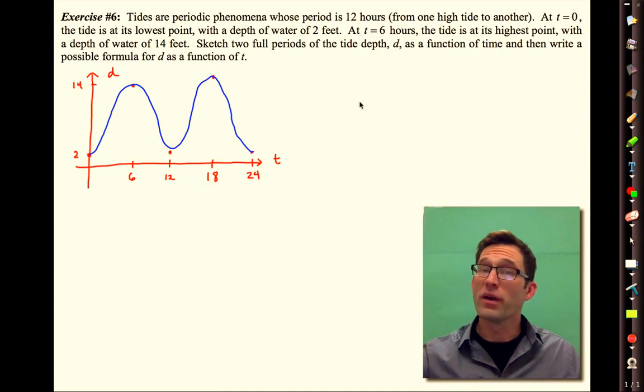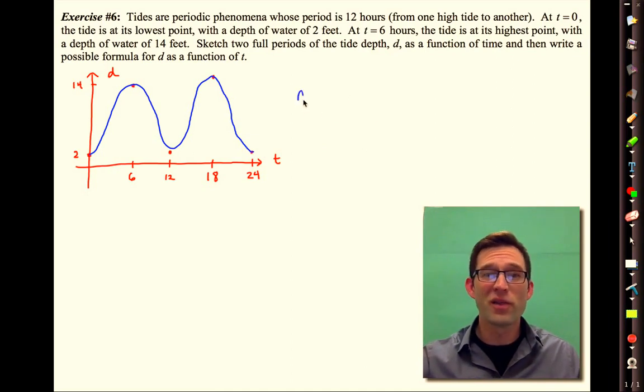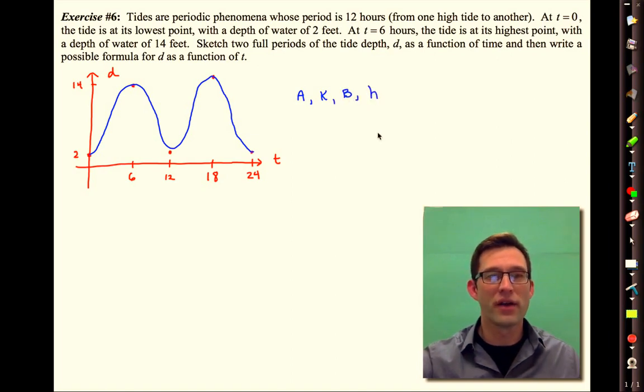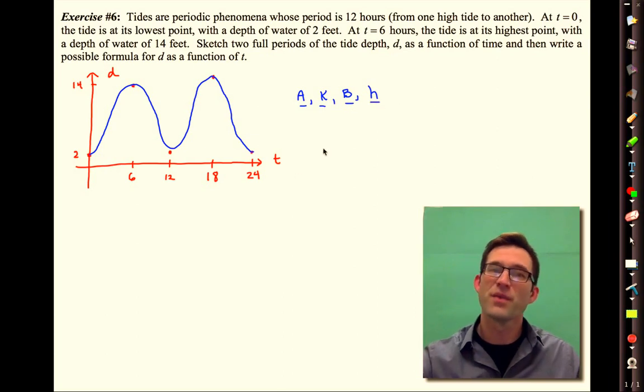All right, we've got to do the full model. You know from the last problem, we've got to figure out A. We've got to figure out K. We've got to figure out B. We've got to figure out H. I always do these two first, do this one third, do this one last.